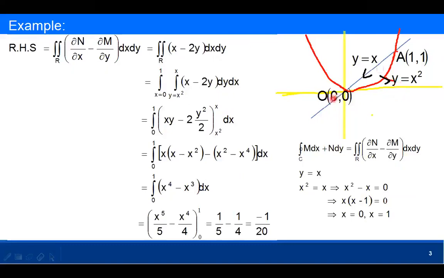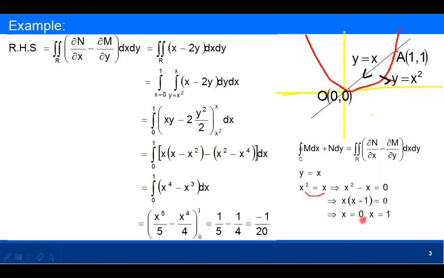So now find this. Since y = x and y = x², in place of this y, write x². So x² = x. Move this: x² − x = 0. Take x common: x(x − 1) = 0. Therefore we will get x = 0 and x = 1. So therefore the x limits are 0 to 1.